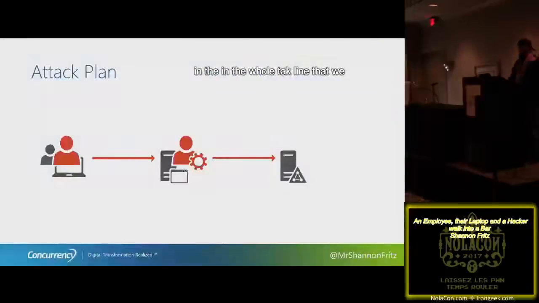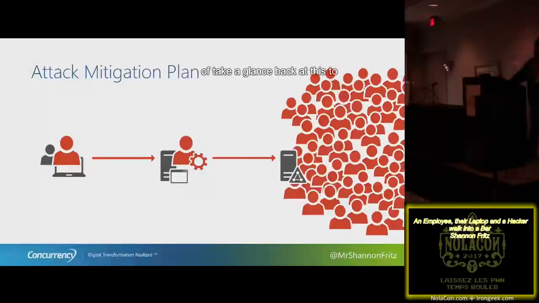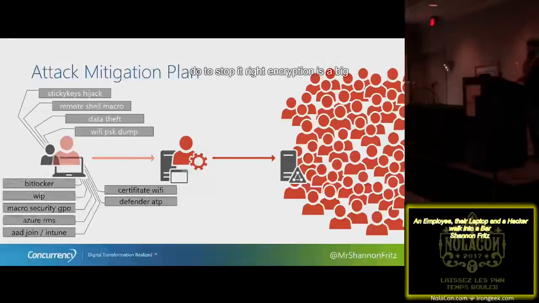Okay, so in the whole attack line that we went through, we stole all this stuff. If we take a glance back at this to understand what we can do about it, I wanted to put together a slide that puts it all in one. So we did the sticky keys hijack, and I have another demo that actually uses a phishing macro. If you want the deck, I show you a link in that so you can see that too. And then the things that we can do to stop it, right?